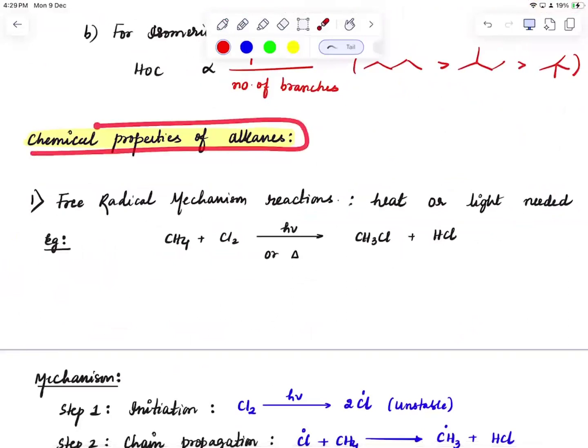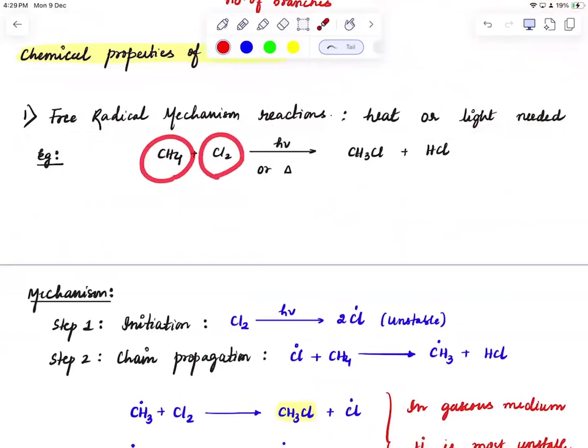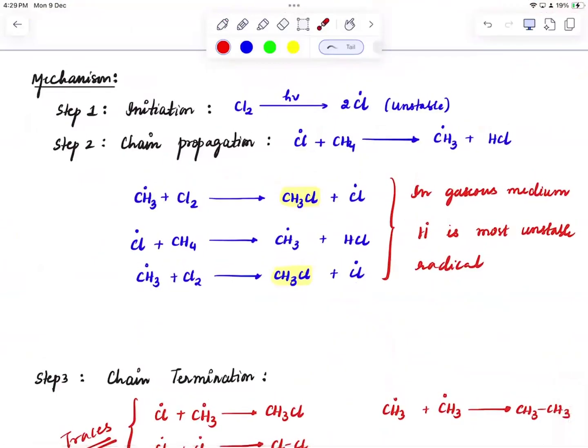Next, if you notice the chemical properties of alkanes, first and most important property is about the radical mechanism. First is free radical mechanism. Heat or light is needed to make this reaction. Mainly, you can see methane when you react with chlorine is one of the examples where heat or light is used to create alkyl halides. Every time there is a free radical mechanism, first step is called initiation, where you prepare a radical. So Cl2, on heating, it will be slightly endothermic to break the bond here.